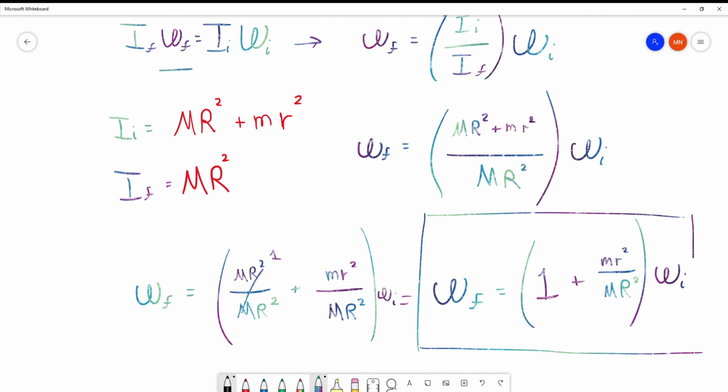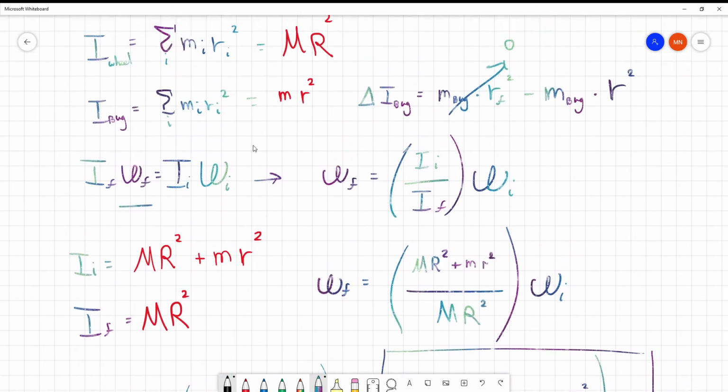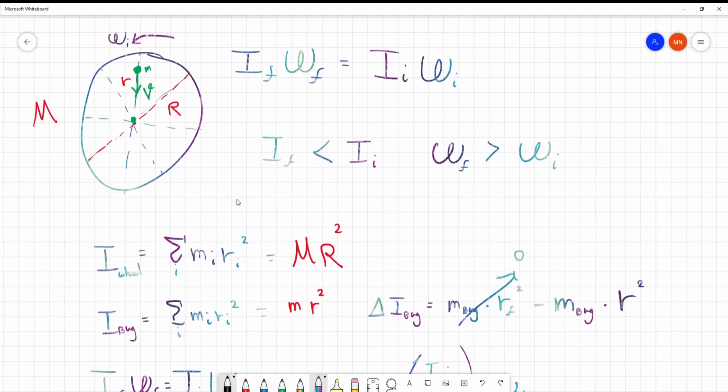And the second part of the question, the forces that the bug feels during its motion, I will address later. We'll take a look at that momentarily.